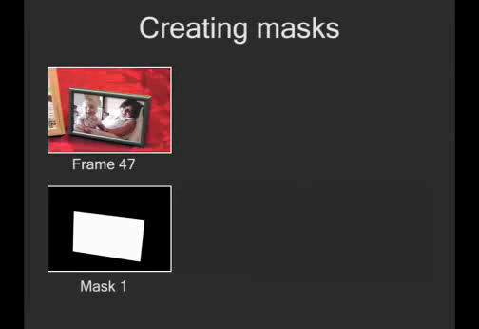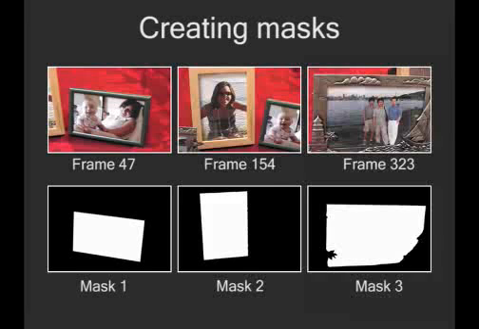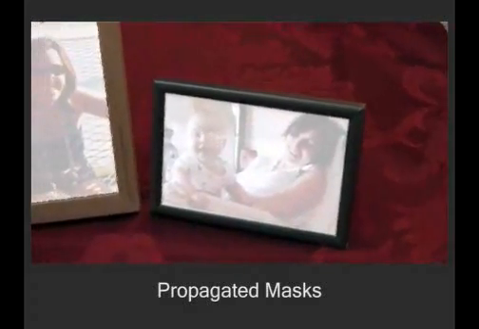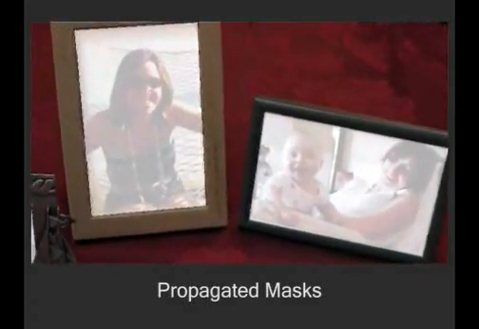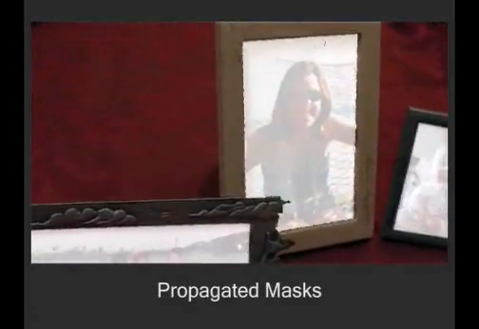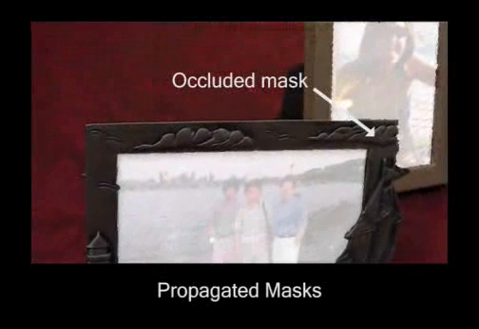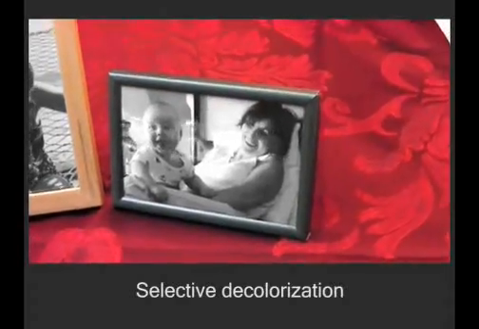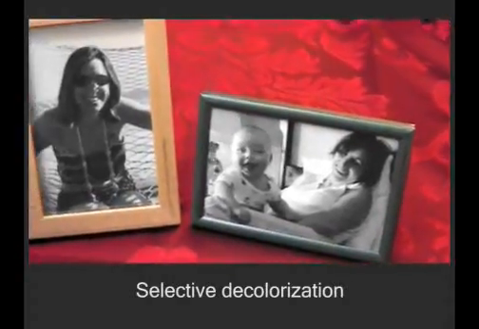For example, by simply creating a single matte for each picture frame, we generate a dynamic matte for the entire video. The resulting matte is consistent with the occlusions in the scene. This matte can be used to create a variety of effects such as transforming the pictures to black and white.